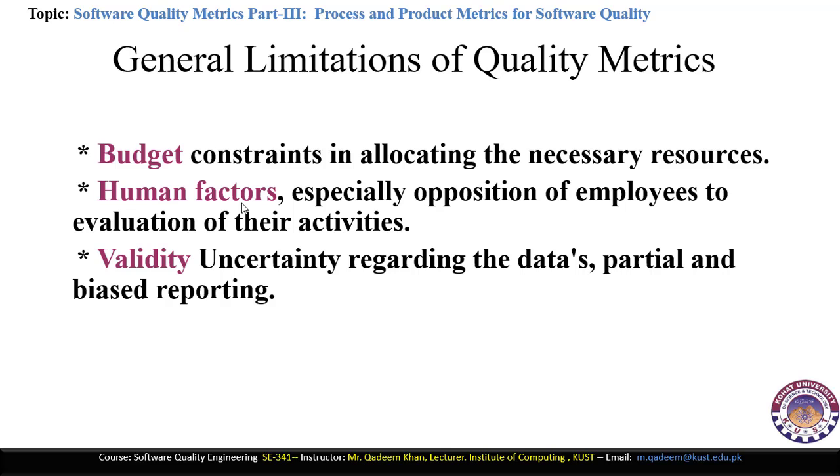Third one is validity. Validity means how we can be sure that the value is valid or that it is a true value. So validity is the uncertainty regarding the data's partial and biased reporting. That means that if there is certain biased reporting in the collection of the data or there is certain uncertainty in the data, there can be question marks over the validity of the matrix here.